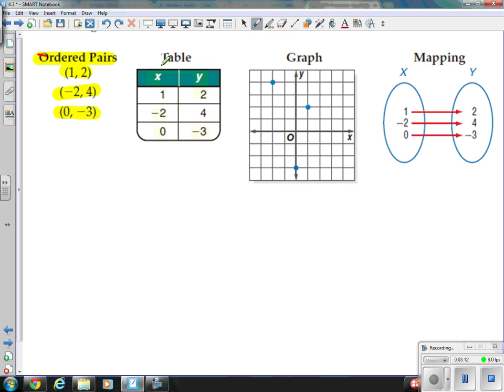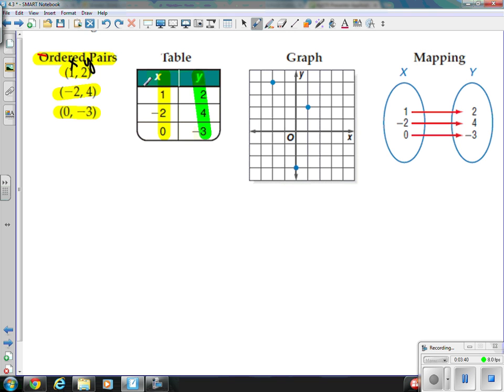You can write a relation as a table in that your x values go in first, just like the alphabet. X always comes first. So in a table, x always comes first. And if you look here, it's all of our x values. 1, negative 2, 0, 1, negative 2, 0. And then y comes second. Same way it does as an ordered pair and in the alphabet. So all my y values are here. 2, 4, negative 3, 2, 4, negative 3.